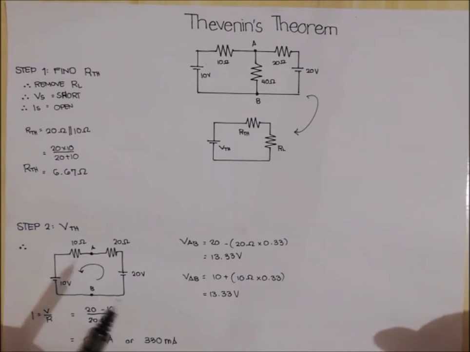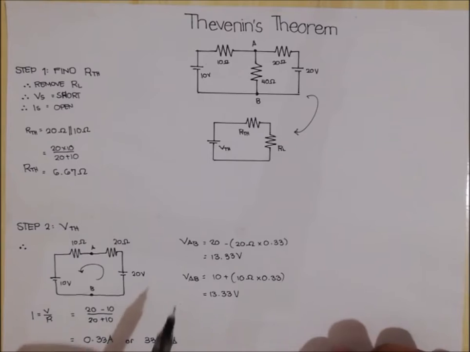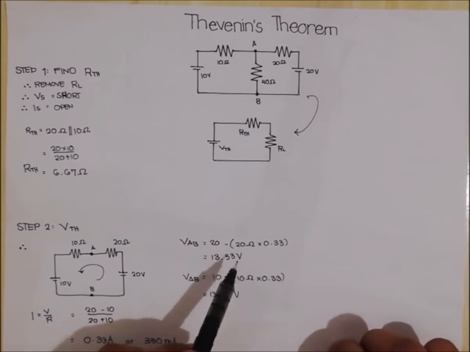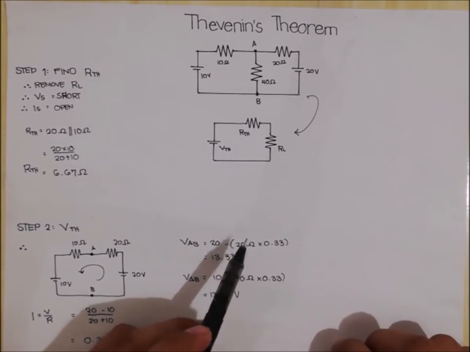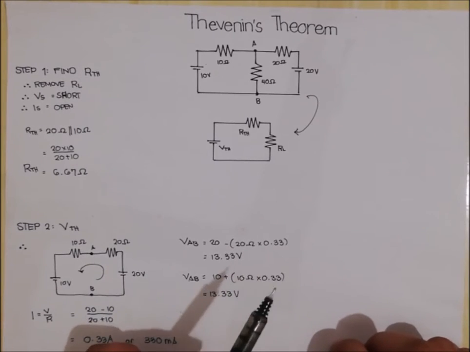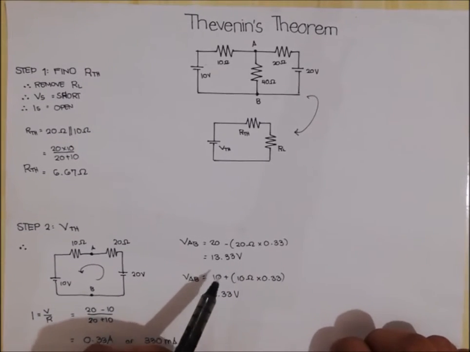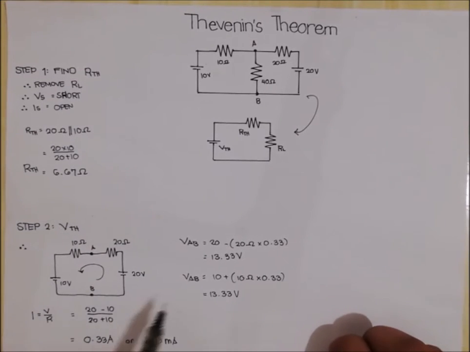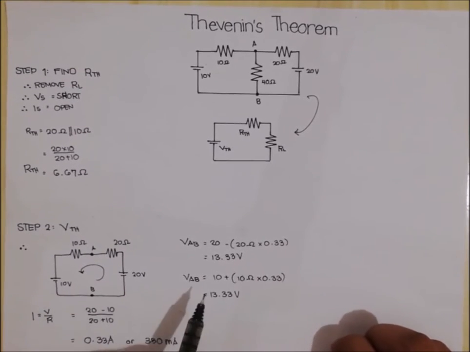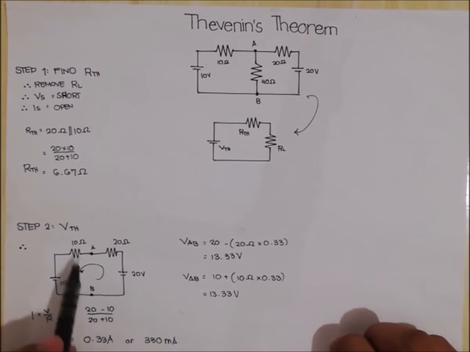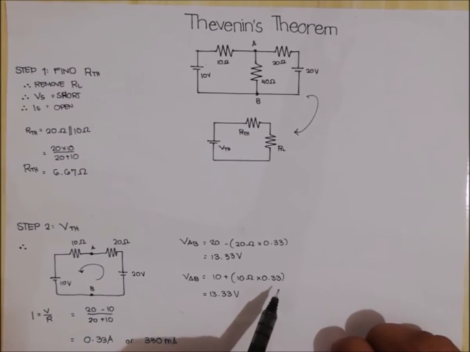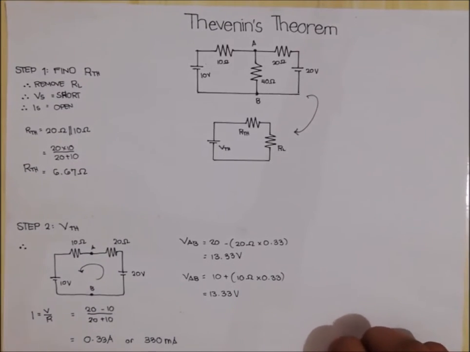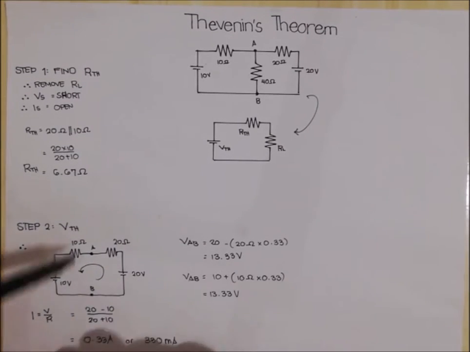This current of 0.33 amperes is common to both resistors, so the voltage drop across the 20 ohm and 10 ohm can be calculated as 20 volts minus the 20 ohm times 0.33, and that will give us 13.33 volts across A and B. Same with 10 volts plus 10 ohm times 0.33, and that will also yield us 13.33 volts, and that is common on both resistors.